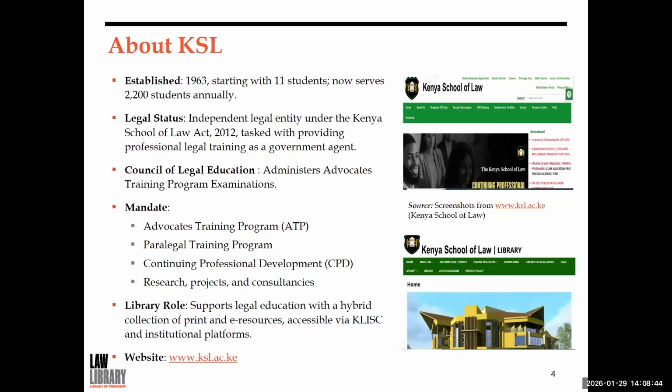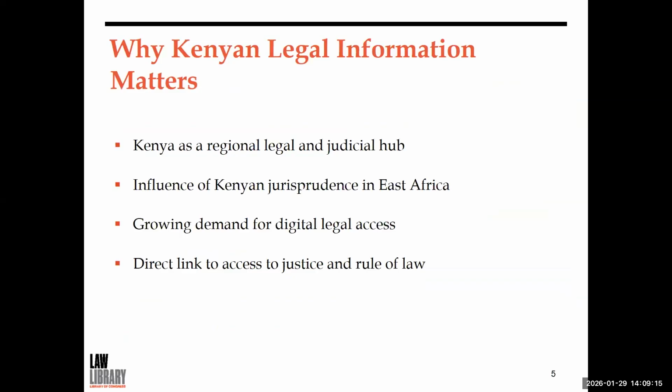The library's role is to support legal education with a hybrid collection of print and e-resources, accessible via KLISC, the Kenya Library and Information Services Consortium, and we also have other institutional platforms just to support our students. That is the URL, the domain for our institution, www.ksl.ac.ke. That's the KSL website.